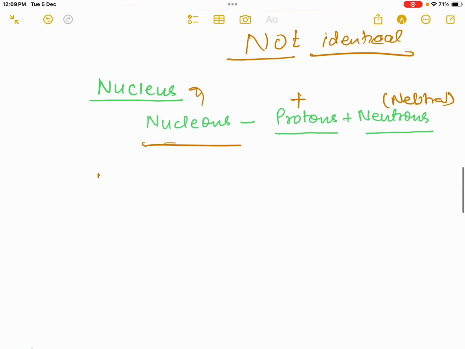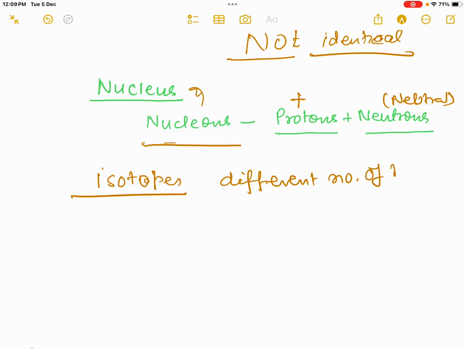There are some isotopes present in a sample of an element which have a different number of neutrons. The number of protons is the same, but different neutrons are present. So they are called isotopes. Due to these isotopes, the two atoms act differently.